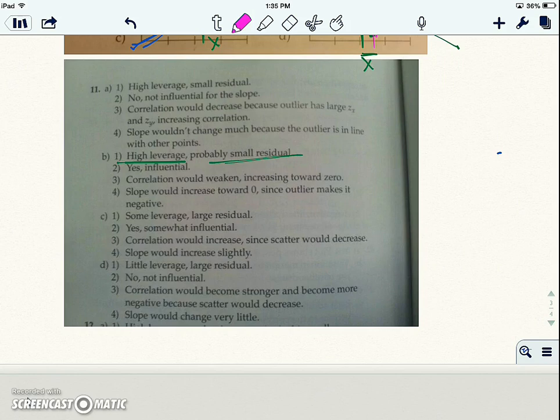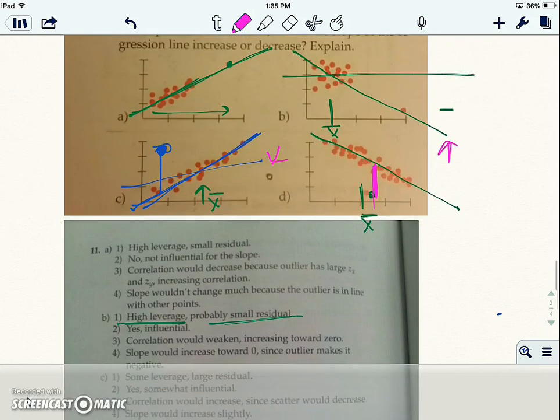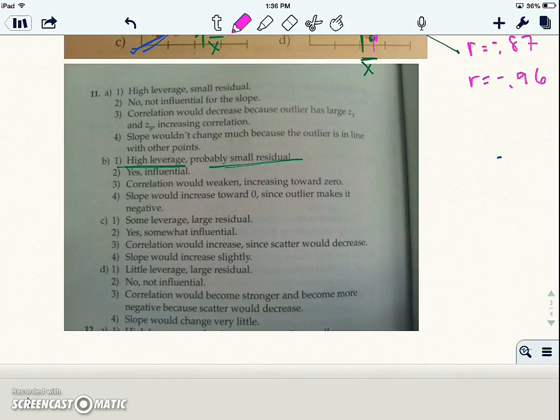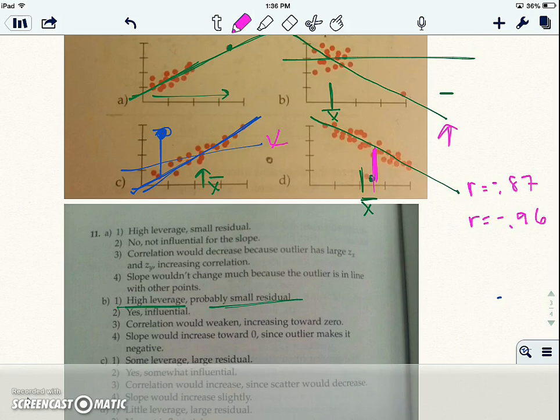You might want to say that it would decrease because it's getting closer to -1. So you could use the word stronger, but you could also say that the R value would decrease, because maybe right now the R is -0.87, and without it, it'd be -0.96. So it's getting stronger, but they might use the word, which they did, decrease. So be careful there. And finally, the slope wouldn't change very much because there's not that much influence.